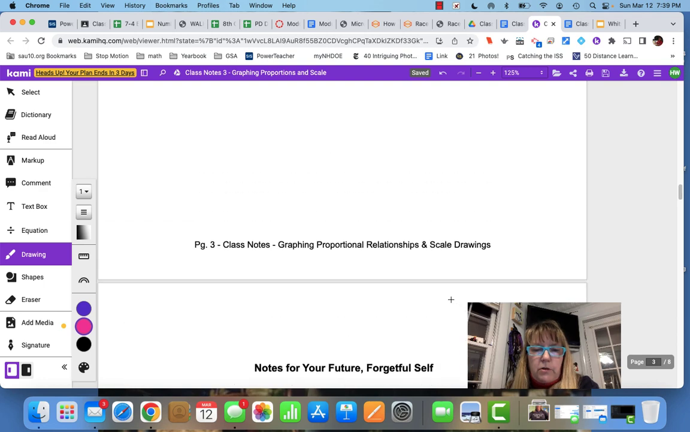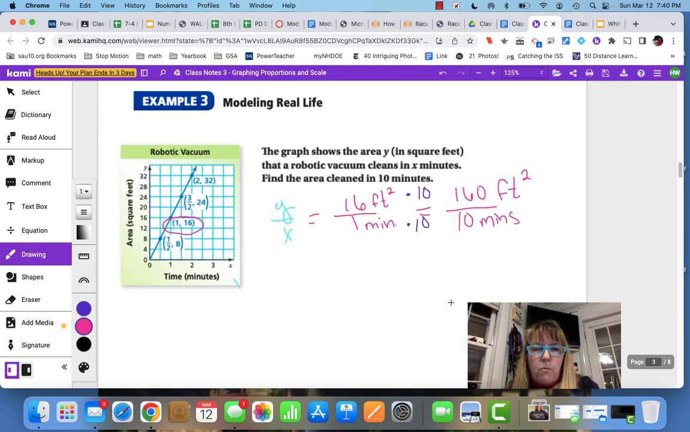And that's it. You're going to go on and do your notes for future forgetful self. One of the things it's going to ask you to do on the check for understanding is to interpret each of the plots on a line. So if I take this one, it's 2 and 32 in the x-y pair. We know that x is minutes and y is area in square feet. So to interpret that, it is 32 square feet in 2 minutes. So that's what it's asking when it asks to interpret.